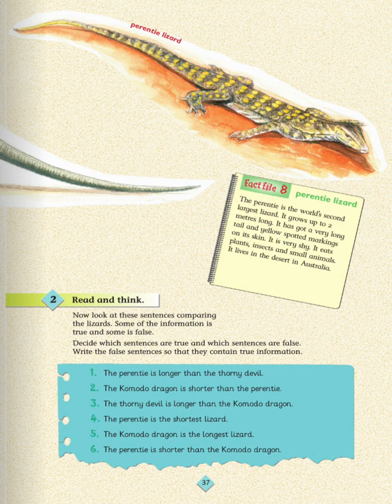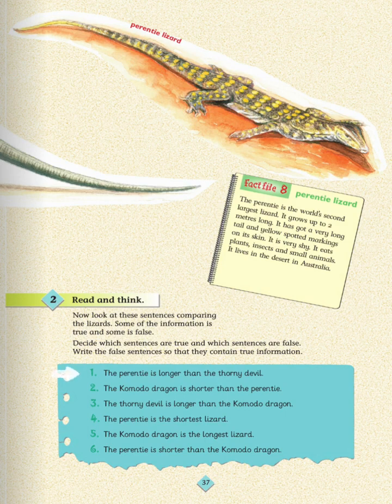Great. Now 2, which is the last activity we will solve in this unit, read and think. Now look at these sentences comparing the lizards. Some of the information is true and some is false. Decide which sentences are true and which sentences are false. Write the false sentences so that they contain true information.